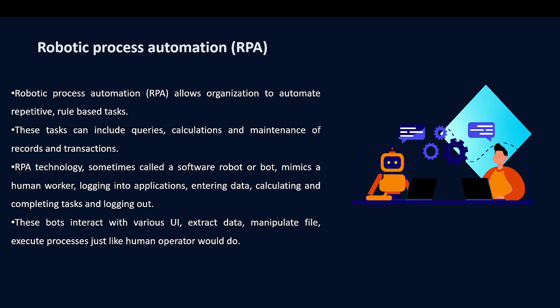This involves creating software robots that will mimic human actions to perform tasks within the existing applications. That is, you transfer the process execution from humans to the bots. These bots interact with various UIs, extract data, manipulate files, and execute processes just like a human operator would do.